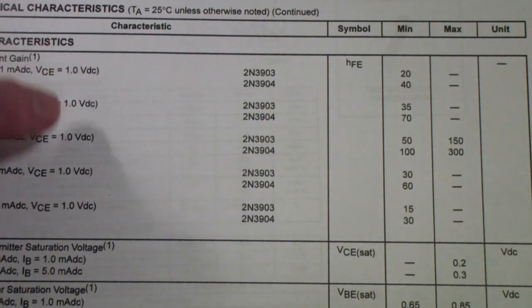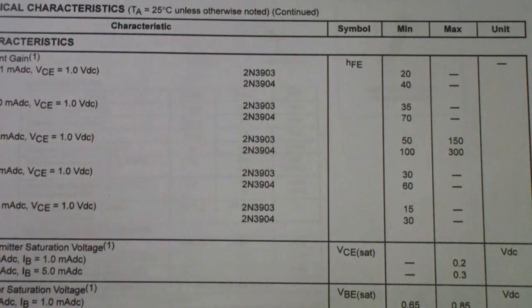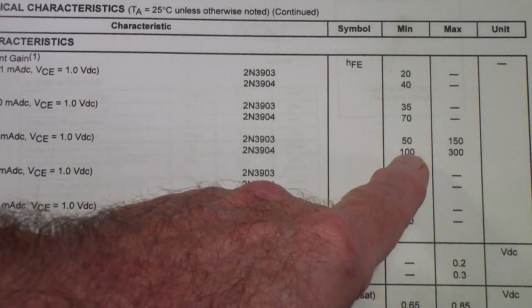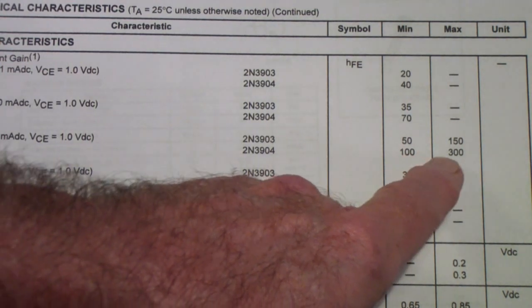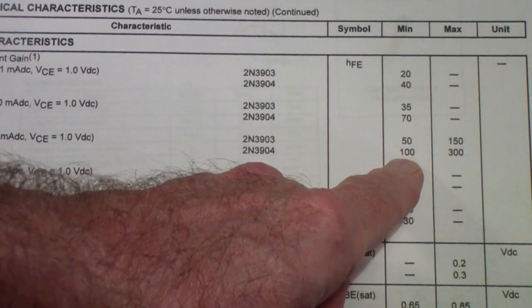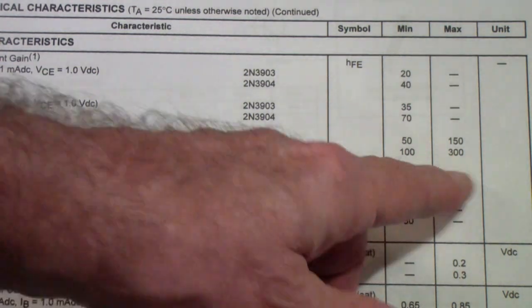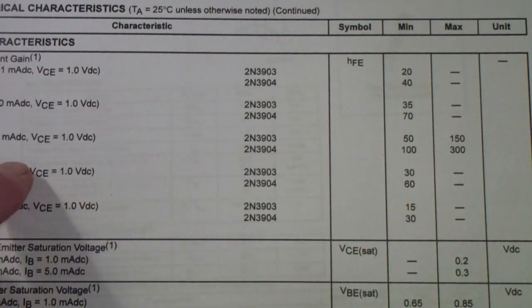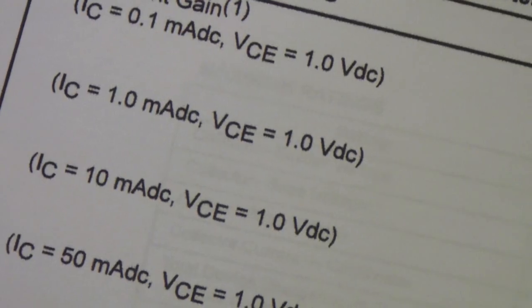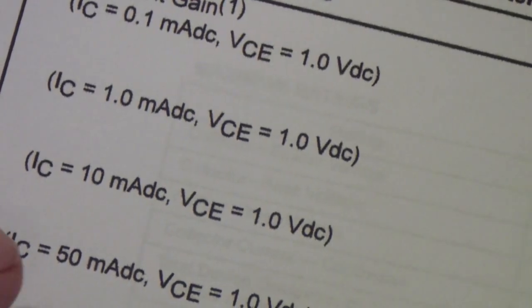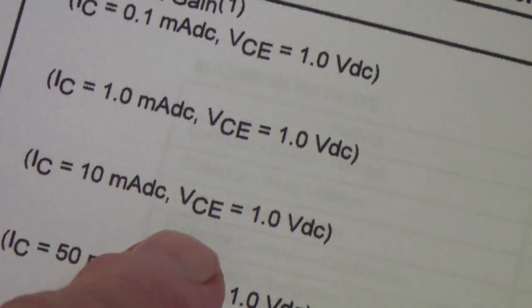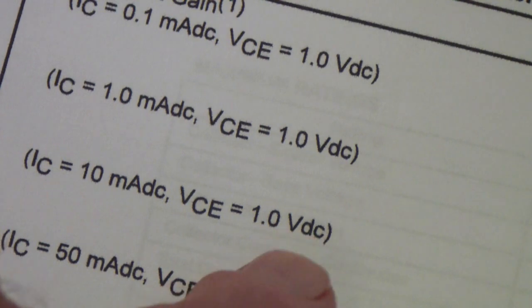It gives several different rows for current gain, but the one we're interested in is the one here that shows a minimum and a maximum. You notice it shows a minimum of 100 and a maximum of 300. The reason we're interested in that is we want to know what was the test current. It was 10 milliamps DC with a voltage from collector to emitter of 1 volt.